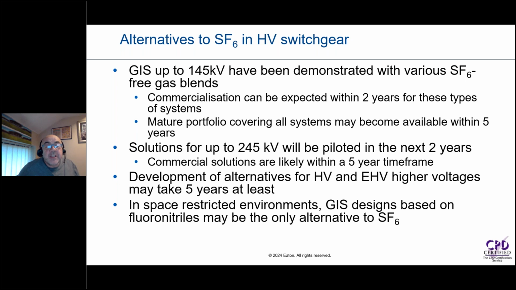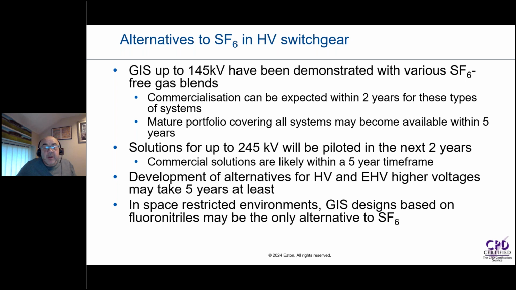Gas insulated switchgear up to 145 kV has been demonstrated with SF6-free gas blends, with some successes. Commercialization and wider adoption are expected in the next couple of years for these types of systems. Solutions for systems up to 245 kV are going to be piloted in the next couple of years, and commercial solutions may be available in 5 years' time perhaps. So at these higher voltage levels, there's probably no getting away from it in the short term.